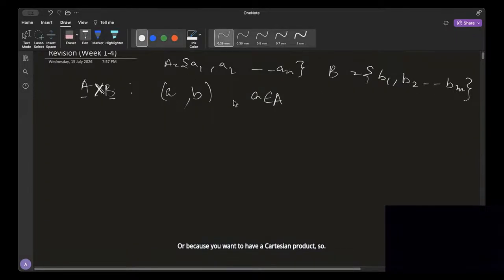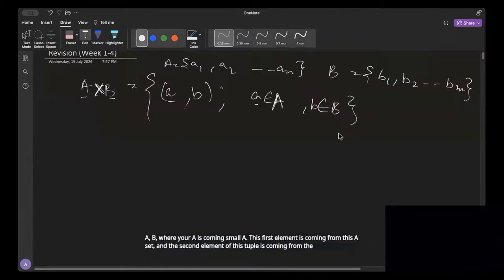So this means it's the collection of all the elements. Your A cross B is the collection of all the elements of the type A comma B, where A is a small a. The first element is coming from the set A, and the second element of this tuple is coming from the set B. This is your Cartesian product. So the total number of elements here: you have n choices here, and m choices here, so the total number of elements will be n into m.